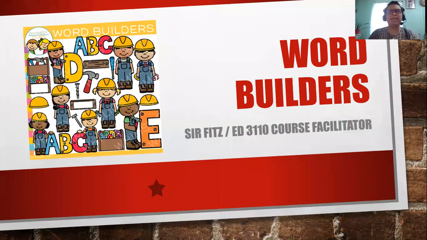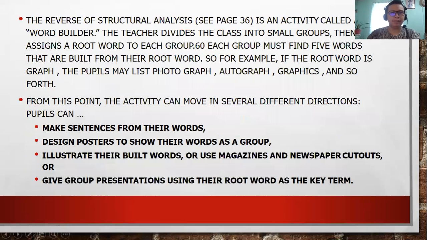What are the different ways we can build words or widen vocabulary comprehension among our students? The reverse of structural analysis is an activity called a word builder. The teacher divides the class into small groups and assigns a root word to each group. Each group must find 5 words that are built from their root word. For example, if the root word is graph, the pupils may list photograph, autograph, graphics, and so forth.